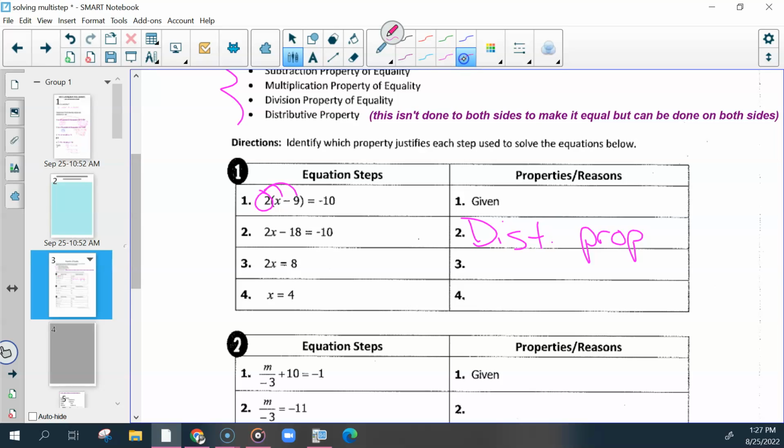What about from step 2 to step 3? What did they do here? So subtraction. Subtract what? Josie? Between the negative, the subtract 18 and negative 10. So you were close. You see the subtraction, but that's not what they're doing to get to the next step. They're adding the 18 to get to that 8. So this would be addition, property of equality. I'm just going to shorten that: Add POE. Property of equality is what that stands for.